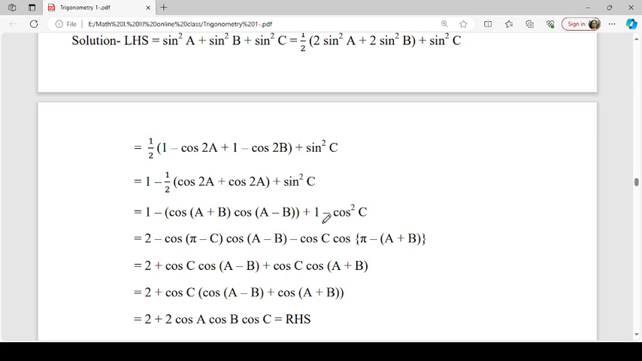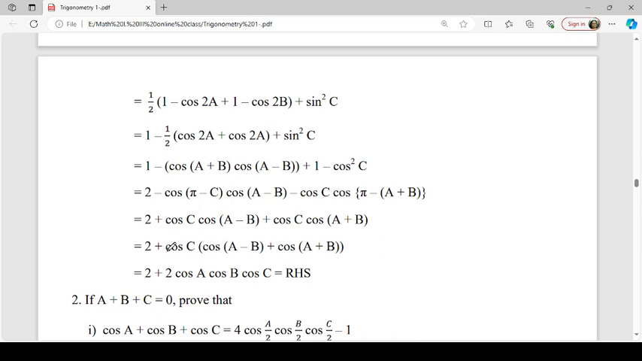Then this sin square C we write as 1 minus cos square C. So this A plus B, it is again pi minus C, then cos C, then this cos C we write as pi minus (A plus B). Then it is 2 plus cos C, this is cos of pi minus C is minus cos theta. So 2 plus cos C, this is cos of (A minus B), this is again cos of pi minus theta is minus cos theta, and this is plus, so it is cos C. Then it is 2 plus cos C taken common, it is cos (A minus B) plus cos (A plus B), and this is the formula to cos A cos B.